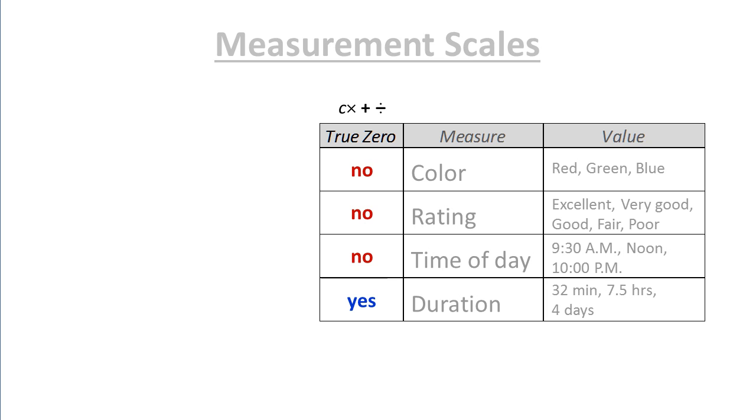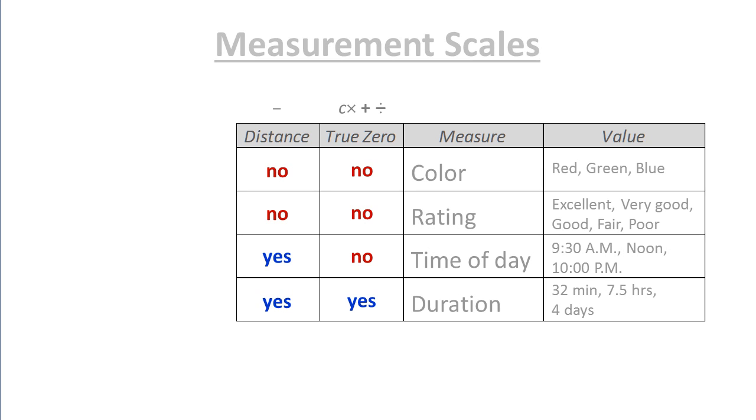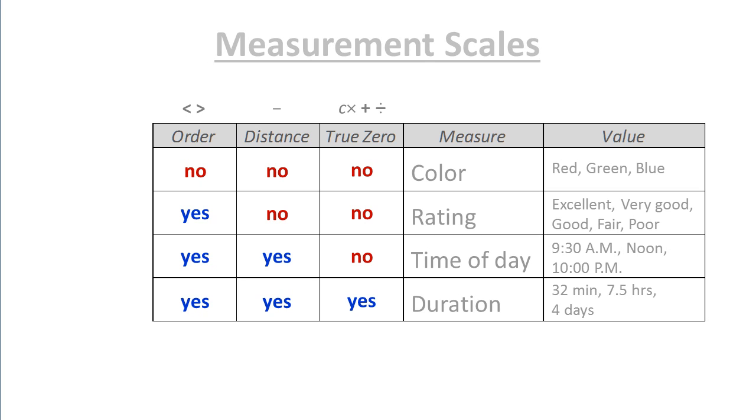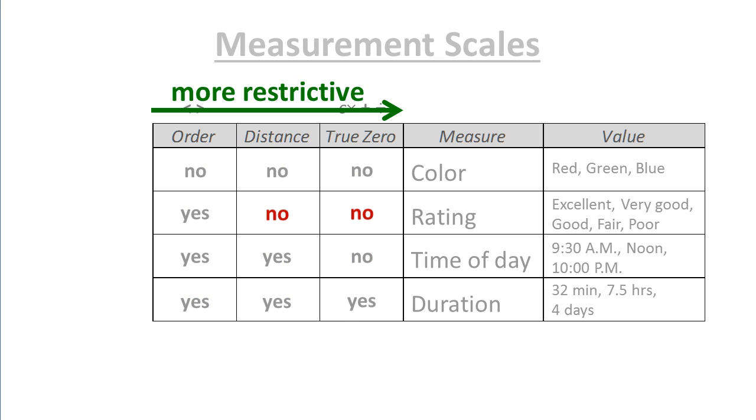Let's now look at all the distinguishing characteristics of measurement scales together. Here's the result of our analysis so far. There are a couple things worth noting at this time. First, each property, order, distance, and true zero, is increasingly restrictive. In order for a measurement to have a true zero, it must support distance. And in order for a measure to support distance, its values must be ordered. In our example, rating did not support distance, so it could not have a true zero.